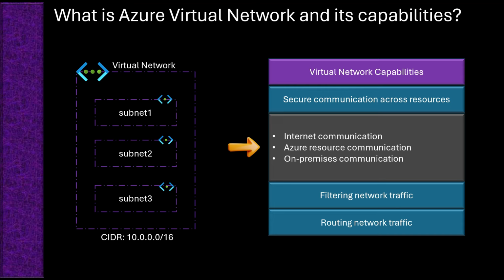For Azure resource communication, VNets allow resources like VMs, app services, and Kubernetes clusters to communicate securely. You can also use service endpoints to connect to Azure services like SQL databases and storage accounts. We are going to discuss these things later in the sections, and we'll have some demos as well, don't worry. For on-premises communication, you can connect on-premises networks to VNets using options like point-to-site VPN, site-to-site VPN, or Azure ExpressRoute for secure private connections.